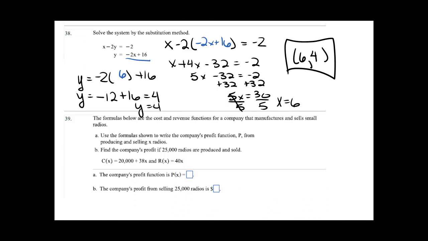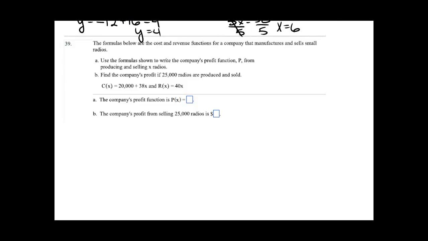Okay, let's look at number 39. So the formulas below are the cost and the revenue functions for a company that manufactures and sells small radios. So the first thing it wants us to do is find the company's profit function. Well, if we know that profit equals revenue minus cost, then it becomes a lot easier.